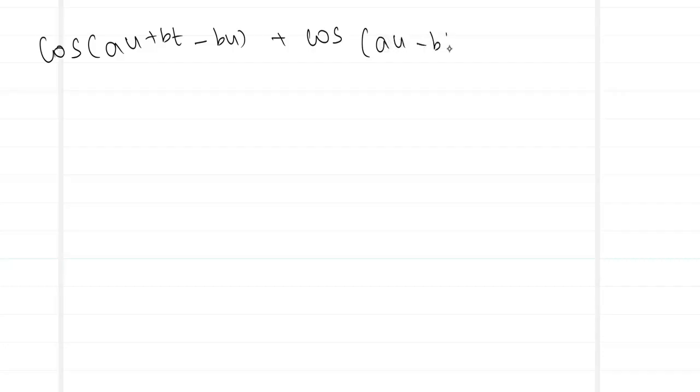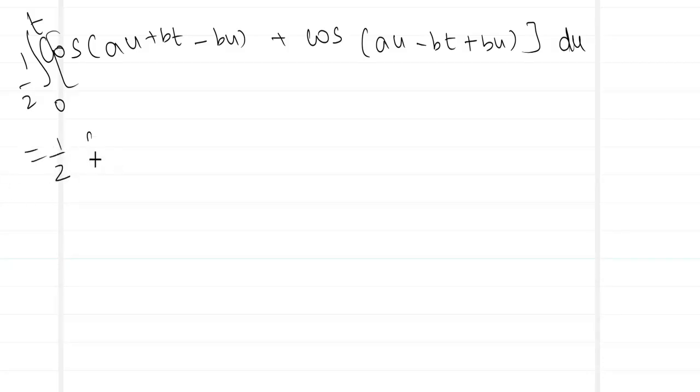So the format is nothing but cos of A plus B, so it is au plus bt minus bu, and plus cos of A minus B, so it is au minus bt, minus of minus will become plus bu, divided by 2. So this divided by 2 comes outside with integral from 0 to t. The entire quantity has to be integrated with respect to du.